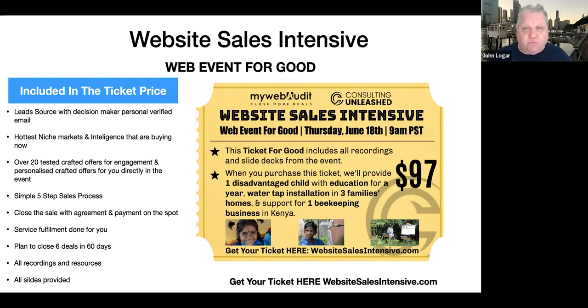So it is the Website Sales Intensive, the web event for good. Every ticket bought, one of the big things that we are a big part of is that we're trying to support sustainable global projects. And the sustainable global projects that we have chosen to support with this $97 ticket, a web event for good or a ticket for good, is that for every ticket sold, we are actually going to put fresh water plumbed with a tap into 3 homes. 3 homes that get plumbing, piping, fresh, clean water into homes that don't have access to water.